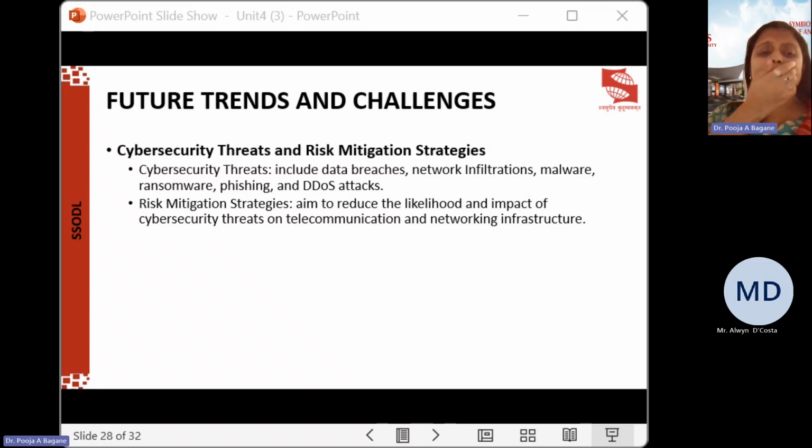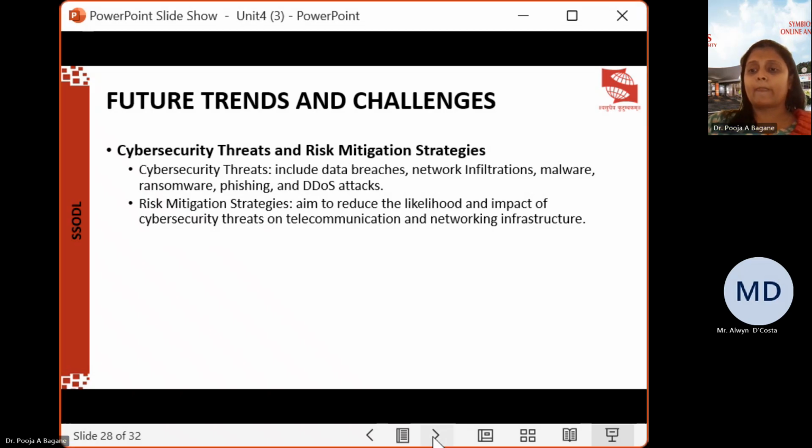So adhering to regulatory compliance requirements, industry standards, as well as adherence to cybersecurity frameworks like the NIST cybersecurity framework, ISO 27001, PCI DSS to establish a comprehensive cybersecurity posture. So this is all about the future trends and challenges in the field of telecommunication and network.